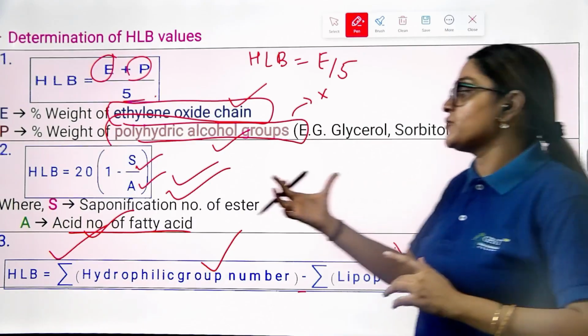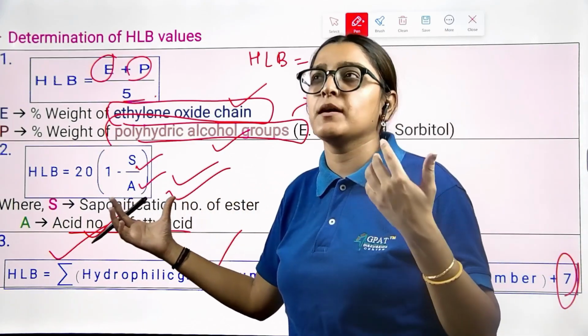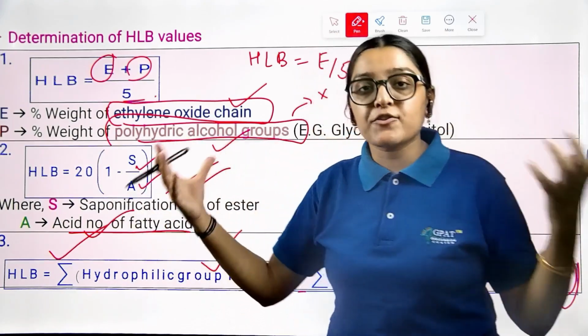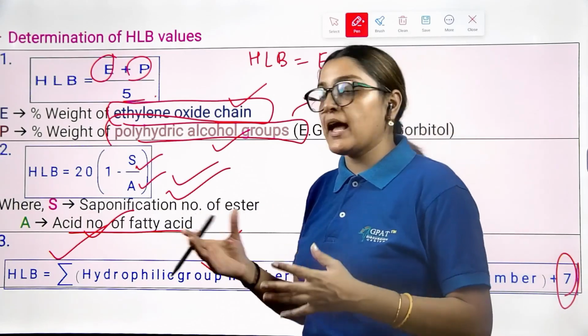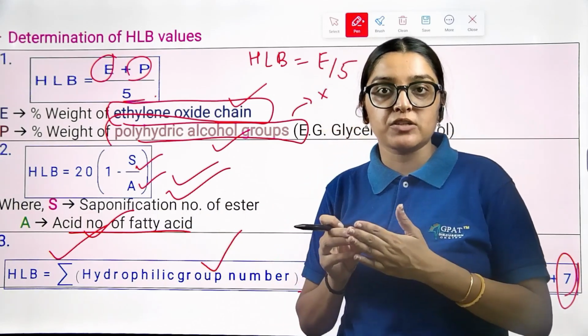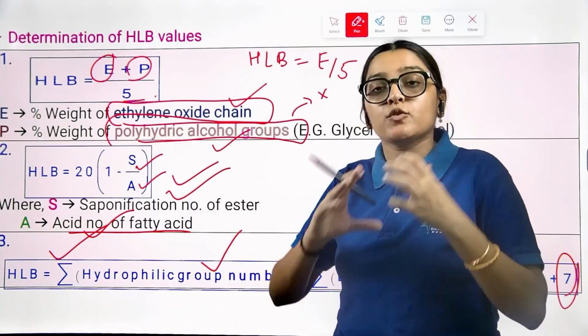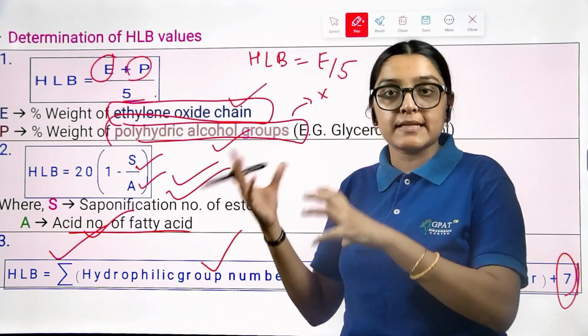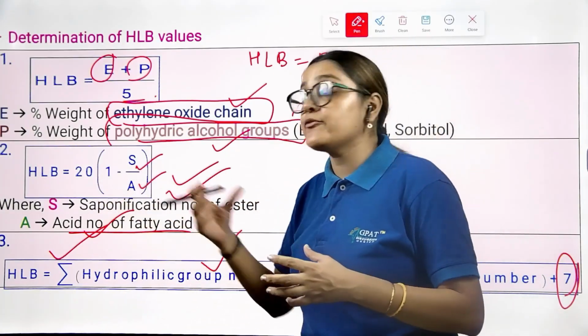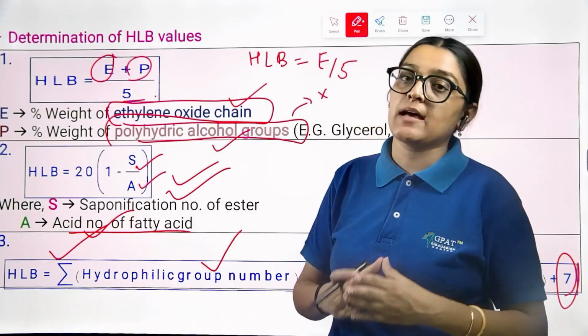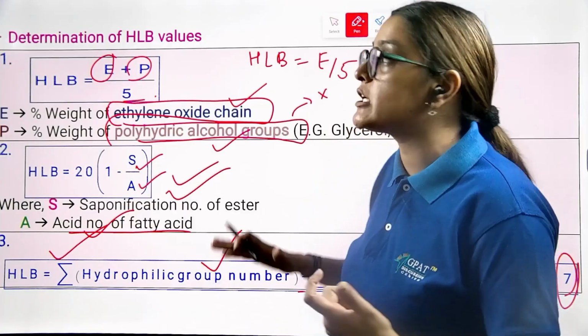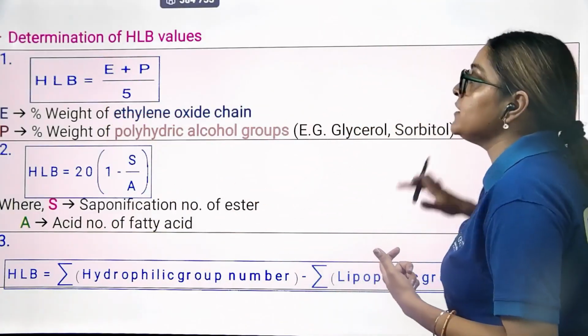Then in this case where we take fatty acids, like beeswax or larger structures, we have the acid value and the saponification value, because we are using soaps that are also acting as detergents. So using the fatty acid component as an example is fine. So we have 20 into 1 minus S upon A. S will be the saponification number, A will be the acid value.